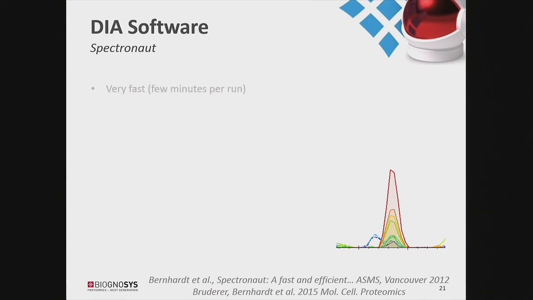Okay, now a few words about Spectronaut software. Very quickly, Spectronaut is very fast. I think it's the fastest software available at the moment. It can take a few minutes per run, and I'm not talking about very small runs. On a Q Exactive HF, you can have runs that are 10 gigabytes in size, so it can analyze those runs very fast.